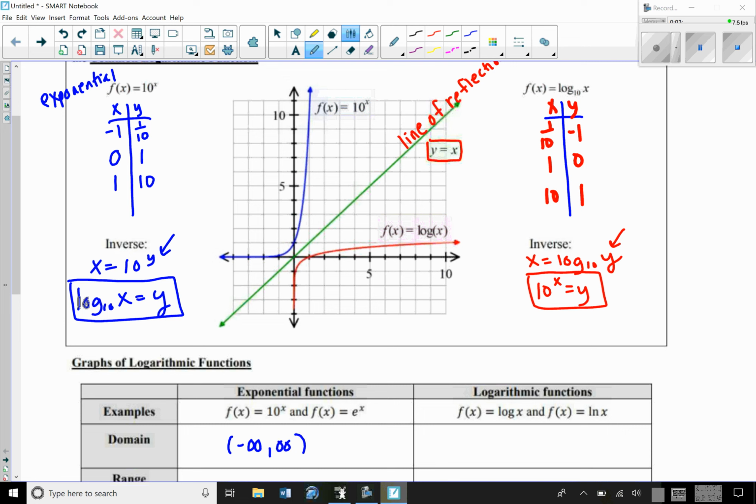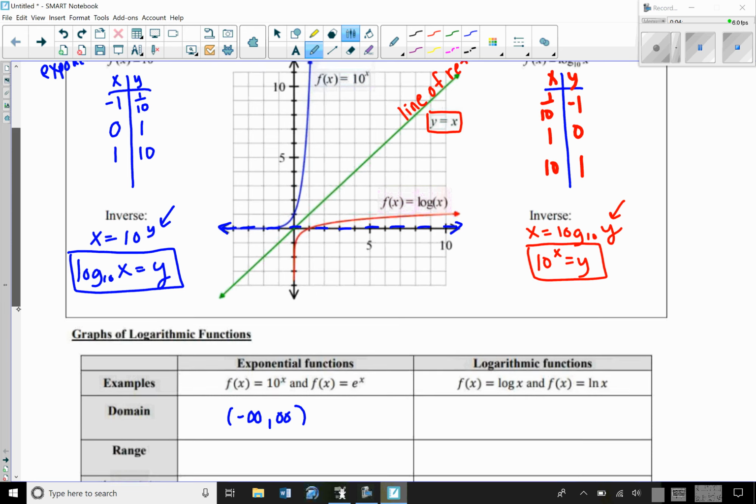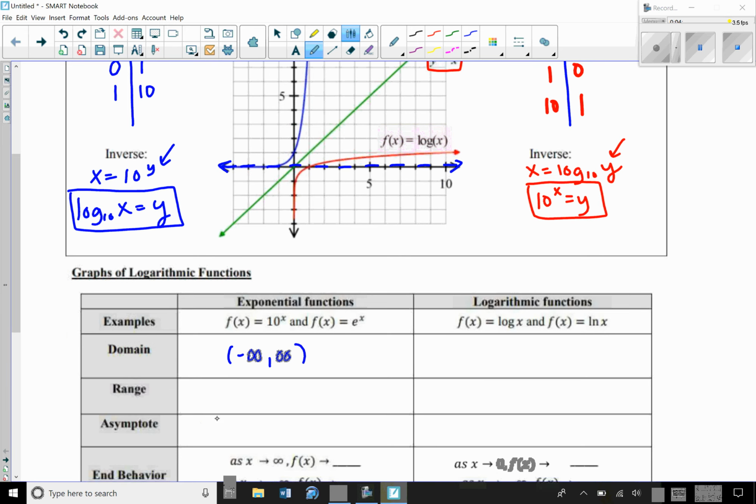The range, however, you'll notice that if we plug in values for x and they are negative, we don't get negative answers, because remember that just makes it a fraction. If I did 10 to the -2 power, that's actually 1 over 100. So that means we're just getting closer and closer to 0, but we're never going to be able to reach 0. So we said that there is going to be an asymptote, which in this case is a horizontal asymptote at y equals 0. Because of this, that tells me my range is from 0 to infinity.